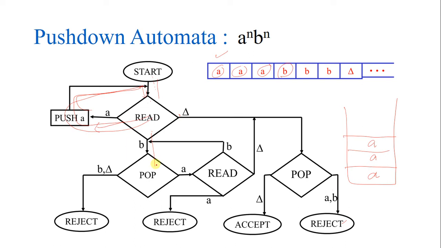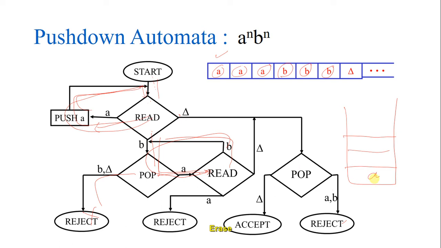Now we expect that the pop must give A, because we have read a B, so there must be an A on the stack. So we pop. If it is not A, then it is rejected. If it is A, we move to the next state. It was A, so we pop from the stack. Next we read another B. Then we pop another A from the stack. Then we read another B, and again we pop another A from the stack.